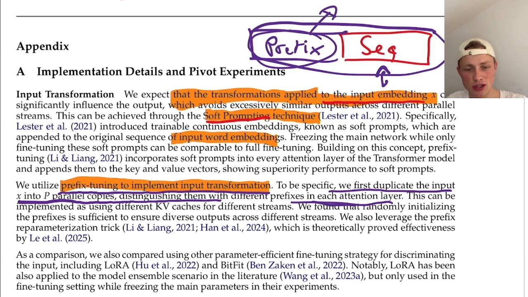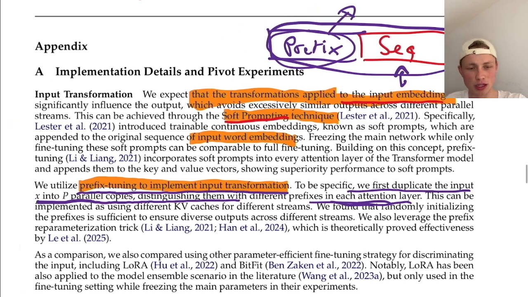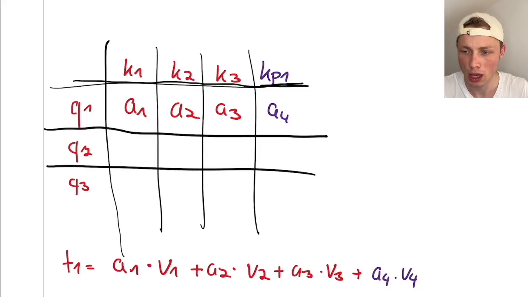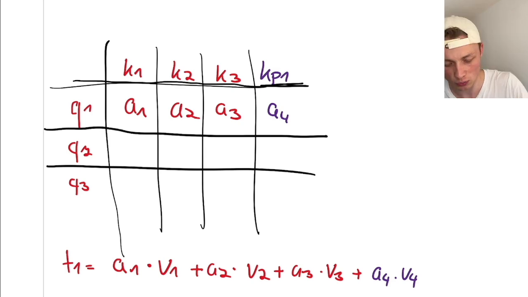So in each attention layer we are adding the prefix, but then we don't have to remove it, because we are only using the key and value. Maybe let's visualize this to understand it. I just drew the attention matrix in order to understand the prefix tuning a little bit better. The big difference between prefix tuning and soft prompting is that with soft prompting our prefix token behaves like a real token, but here we are just using the prefix token in the attention matrix.